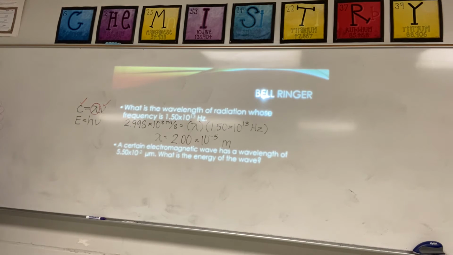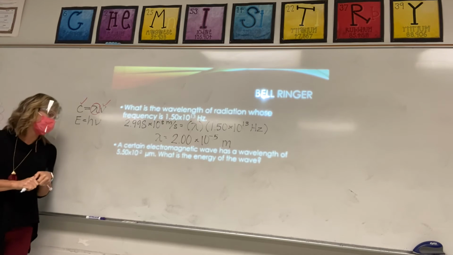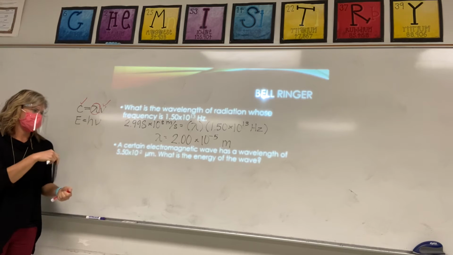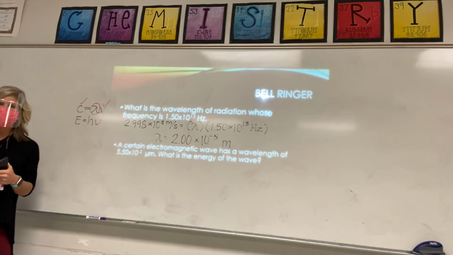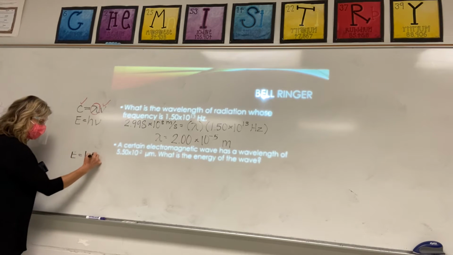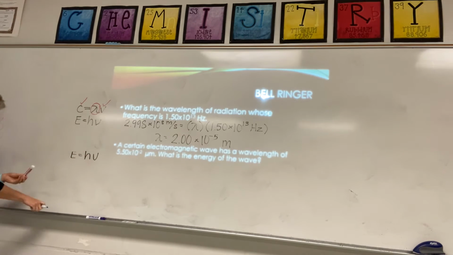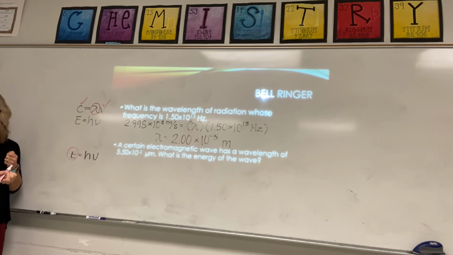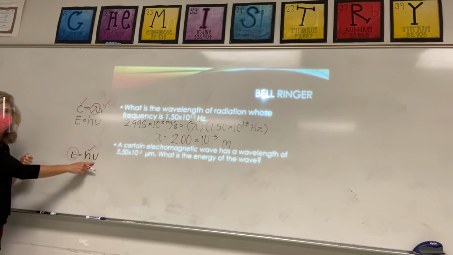Okay, the next one says, a certain electromagnetic wave has a wavelength of 5.5 times 10 to the negative 2 micrometers. What is the energy of the wave? All right, so we know we're solving for energy. Okay, so this is what we're solving for. Do we know h? Yeah, it's a constant. Yes, very good, it's a constant. Do we know frequency? No. So we can't start here, right?